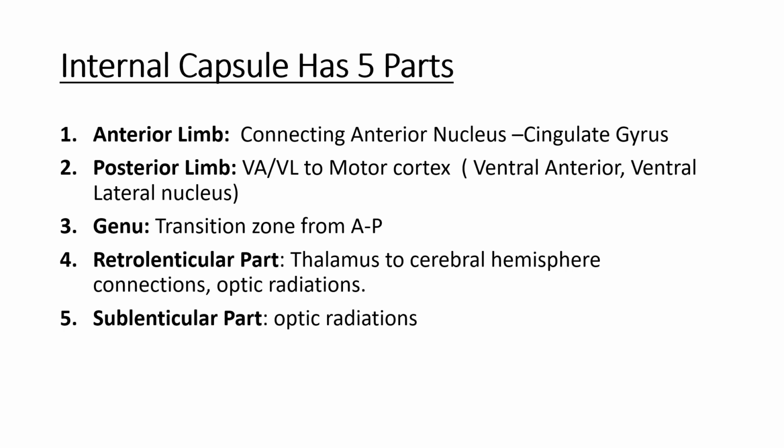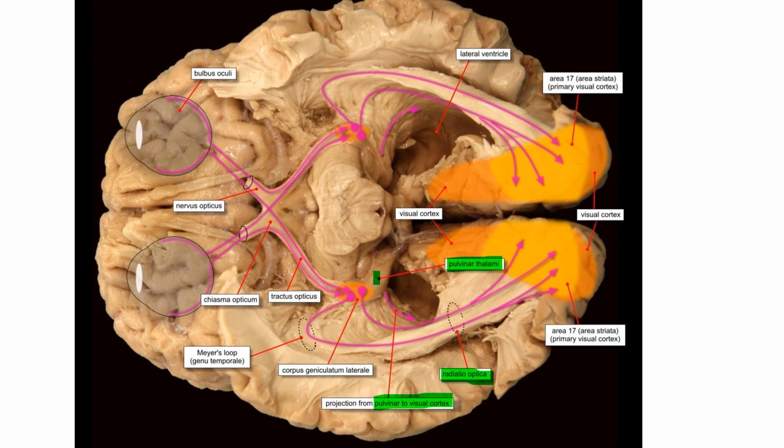Genu, or the bend, or the knee, that's the transition zone between anterior and posterior. Retrolenticular part, so when you see lenticular, think like basal nucleus. Okay? So retrolenticular part, so behind the basal nucleus. Thalamus to cerebral hemisphere connections, optic radiations here. Sublenticular part, optic radiations. And here is a pretty neat picture. Go ahead and pause it there if you like.